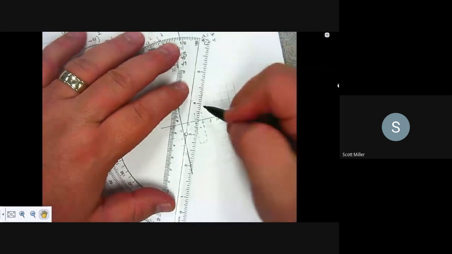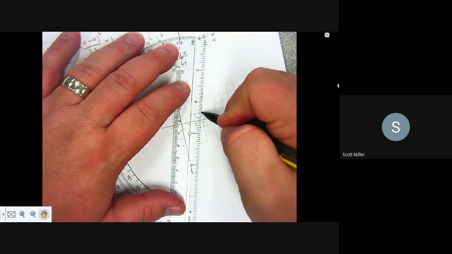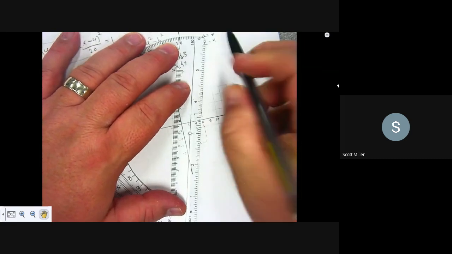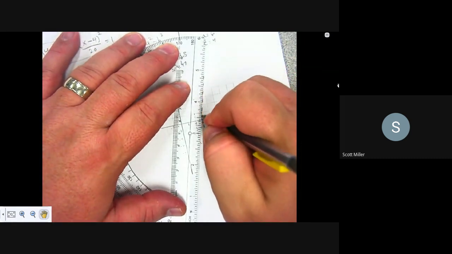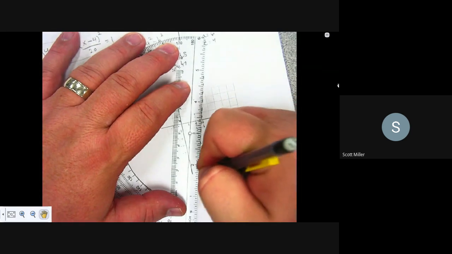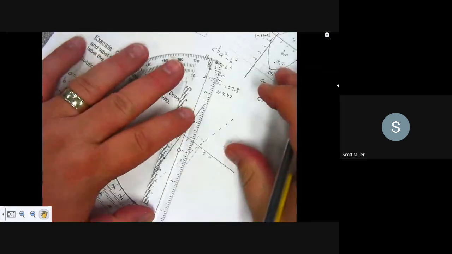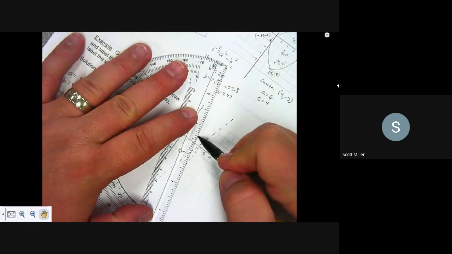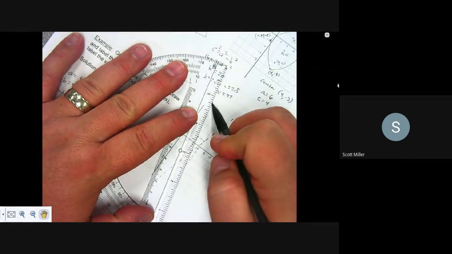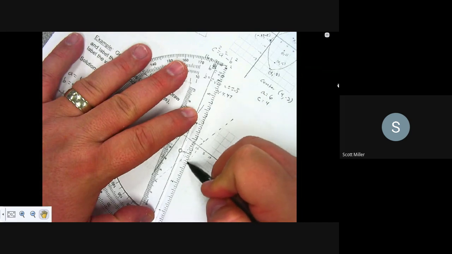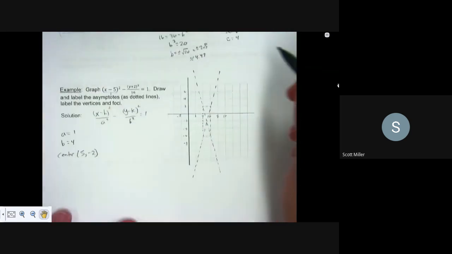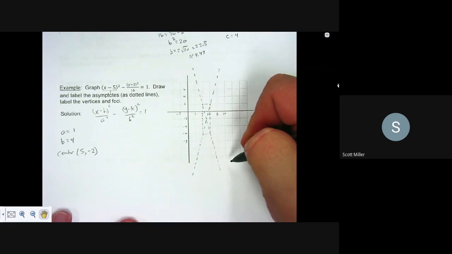And then from this, we need to draw the diagonals, which are the asymptotes, from here through the center, through this point down here. Draw them as dotted lines. And then we do this one. And so there's my asymptotes for this.